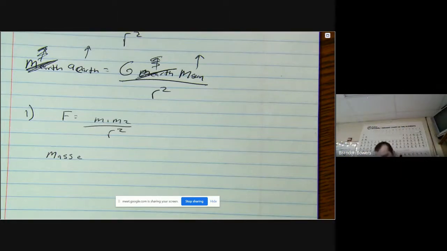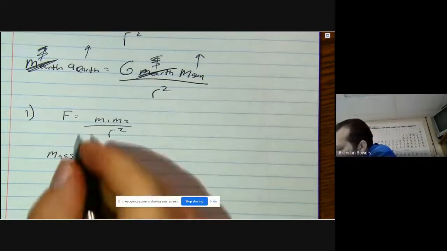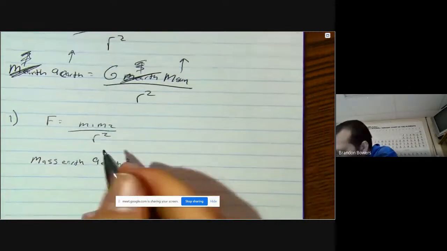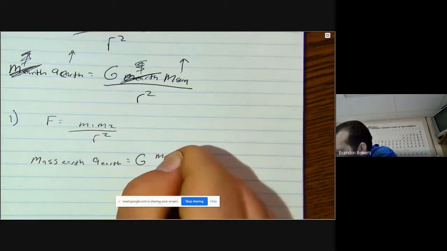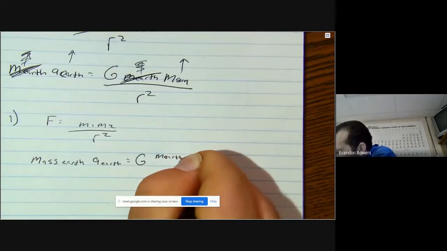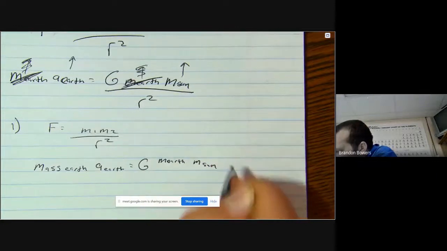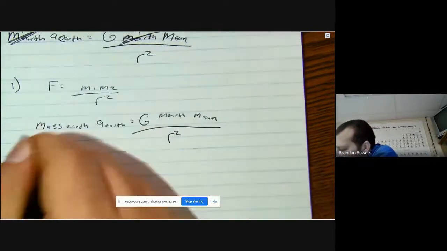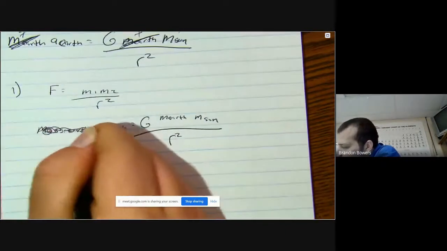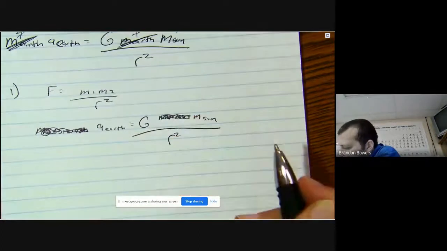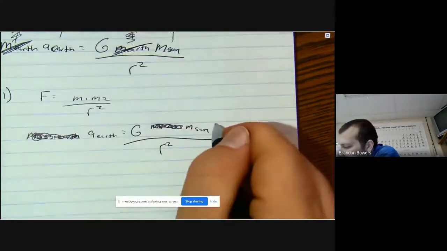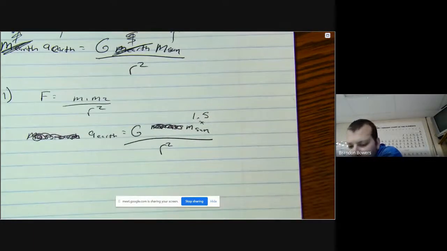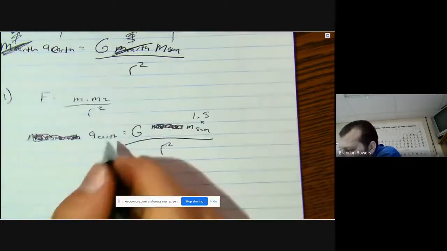So what you're going to have is, once again, mass of Earth times the acceleration of Earth is equal to G, mass of Earth times the mass of the sun over r squared. Okay? Where the mass of Earth cancels the mass of Earth. And remember, it's 1.5 times the sun. So you're going to have to do 1.5 times the mass of the sun. Okay? That will give you the acceleration of Earth.